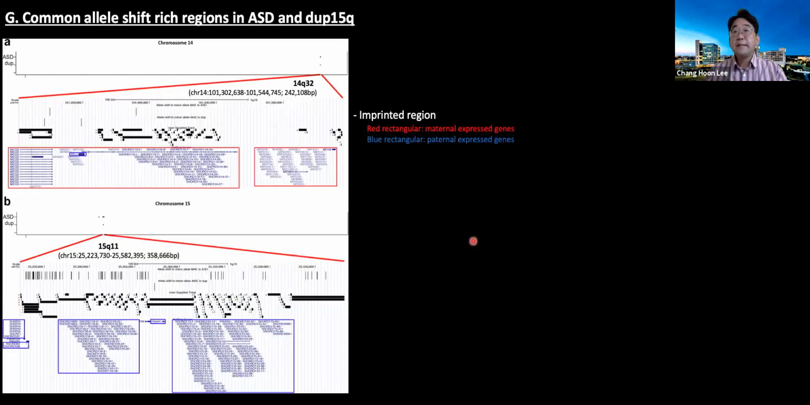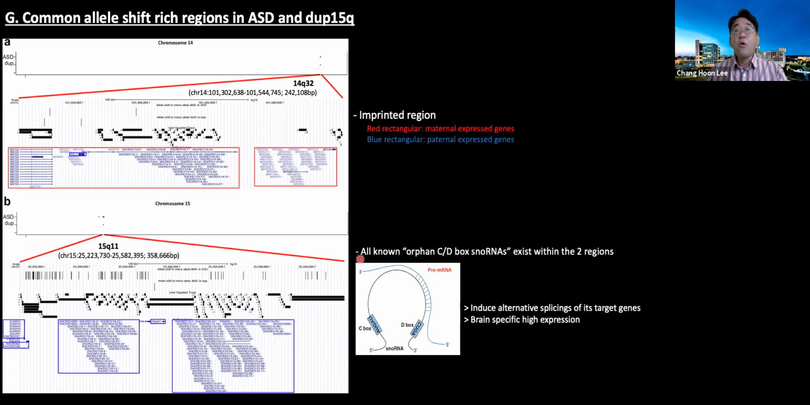When we consider the common area, the regions highly enriched in allele shifting are only two regions, 14q32 and 15q11. They are very small regions, 0.3 megabase and 0.2 megabase, and they have so many allele shifts. One unique feature of these regions is that they are both imprinted regions, with maternally expressed genes and paternally expressed genes. Another interesting thing is that all of the orphan CD box snoRNAs exist only in these two regions, not anywhere else in the genome.